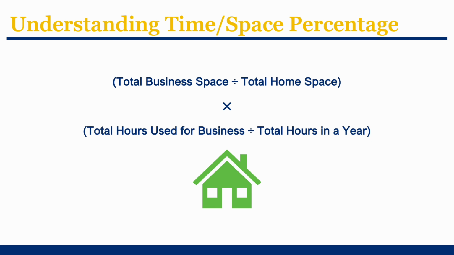The time-space percentage is a crucial figure for childcare providers, especially for tax purposes. It represents the portion of your home that is used for business activities. To calculate it, you need to measure the total space used for your business and determine the amount of time it is used for. The formula is the total business space divided by the total home space, multiplied by the total hours used for business divided by the total hours in a year.